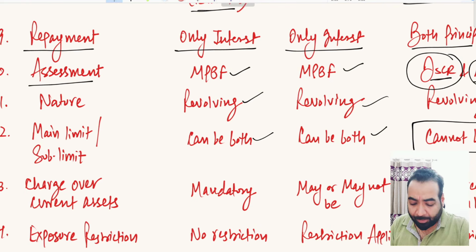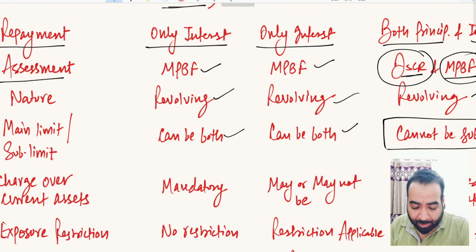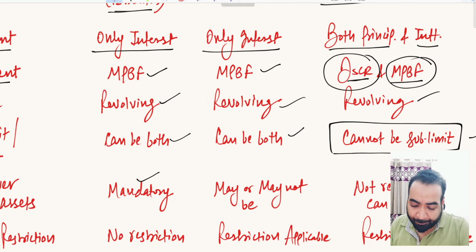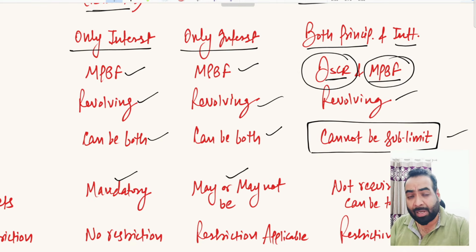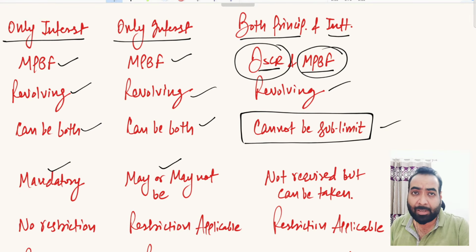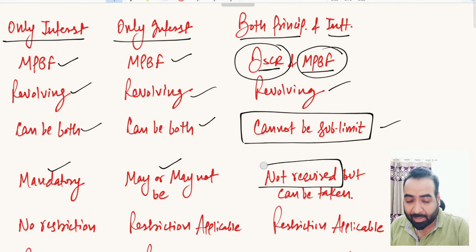Charge over current assets. When you give the cash credit facility, the charge over the current asset is mandatorily taken. In overdraft facility, the charge over current assets may or may not be taken. Some banks are taking it, some banks are leaving it. So it is purely based on the bank's internal guidelines and internal policies. There is no fixed standard for this. For drop line overdraft facility, in 99% of the cases, the charge over the current assets is not taken. But some bank may choose to take it if they wish to, but in most of the cases, it is not done.